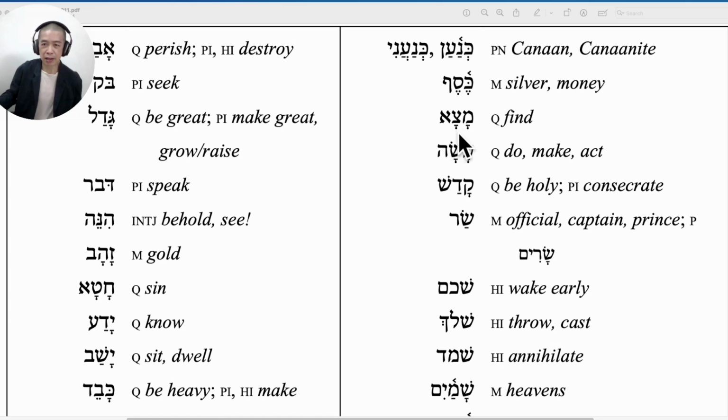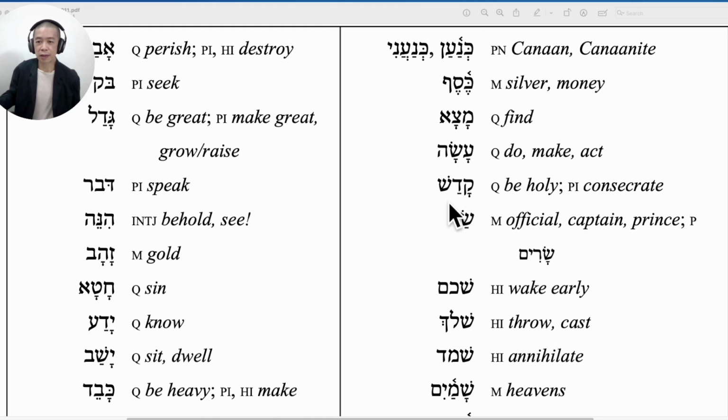The next word means do, make, or act. It's pronounced in Hebrew as asa. Notice that this sin, the dot here is on the left, so it's pronounced as sa and not sha. The next word means be holy or consecrate. In Hebrew, it's pronounced as kadash.